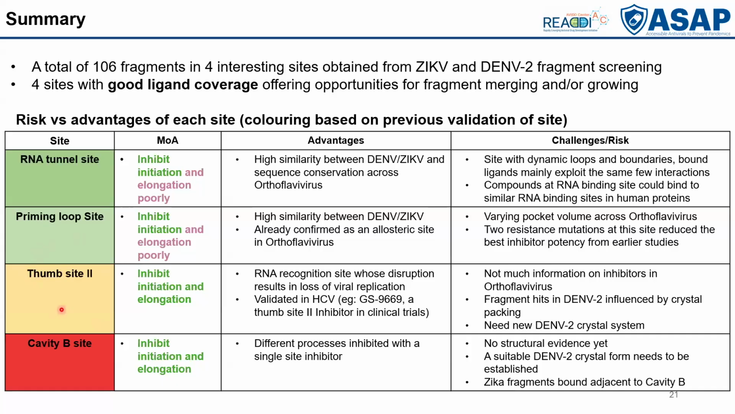Again, we need a new crystal system as this site is at the crystallographic interface in our crystals. And the last site is a cavity B. This is a site where 2 processes are inhibited by blocking one site, but there is no structural evidence for anything acting through this site. So having identified the mutationally invariant sites with fragments, our next step was how to quickly progress these fragments.